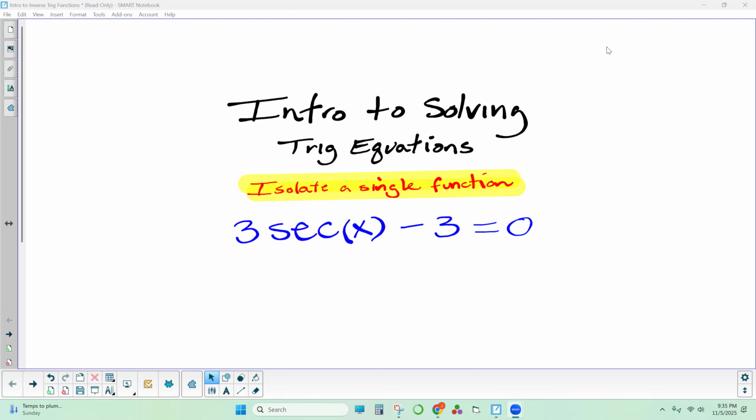Today I'm going to give an introduction to solving trig equations. By introduction, we're going to use probably the easiest strategy, and that is the ones where all we need to do is isolate a single function and solve for x.